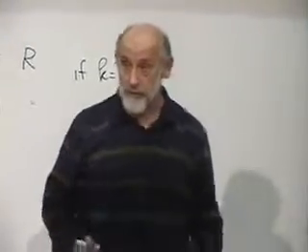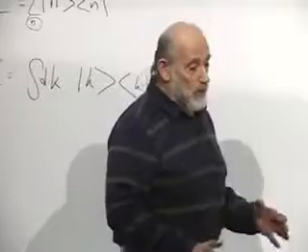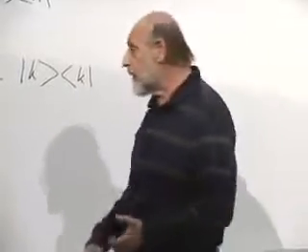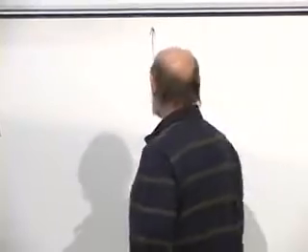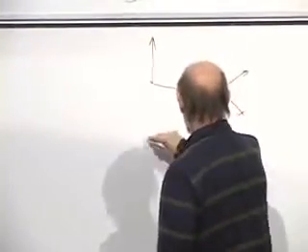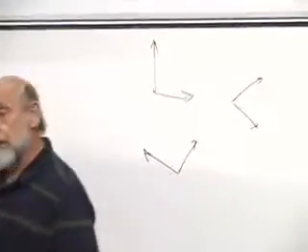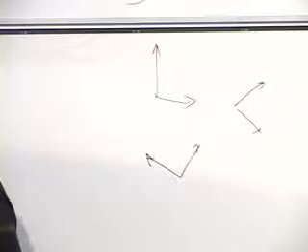Now, there may be many possible bases. A basis is just a set of orthonormal vectors. There may be more than one. For example, just an ordinary two-dimensional space, a real two-dimensional space, that's a basis. That's a basis, those vectors. It's the same for any one of them.